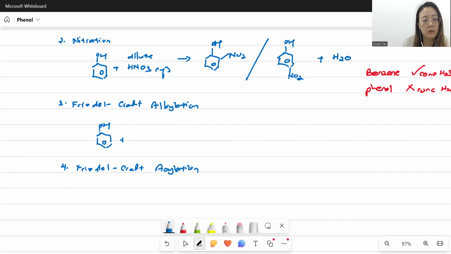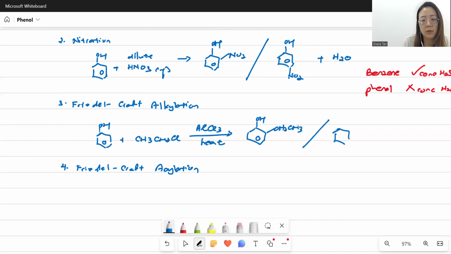So this one, for example, alkylation, let's say you want to put an ethyl group, you need a halogenoalkane, and all Friedel-Crafts reactions require heat. So therefore, you need your catalyst. Let's put AlCl3 as the catalyst. Same thing, you will get your ethyl group here on position 2, or you can come out at position 4, like this. And then come out with HCl.